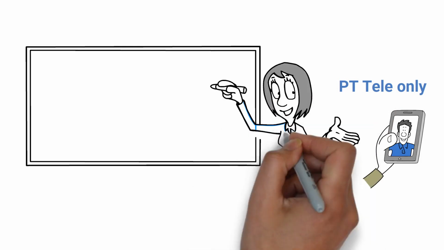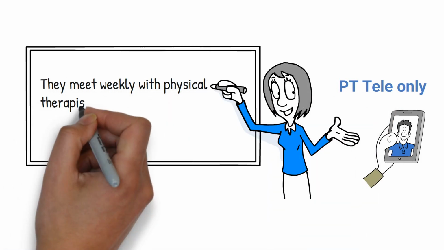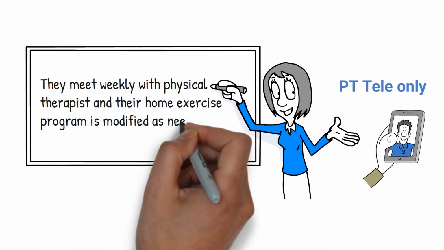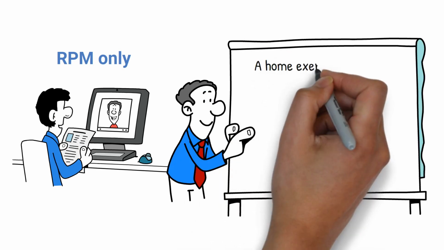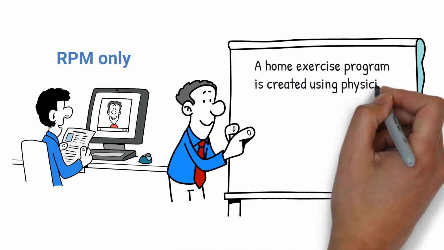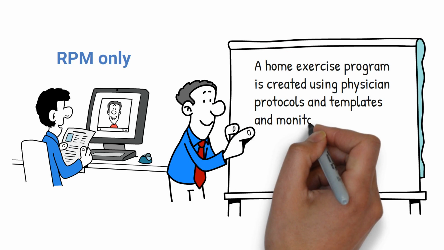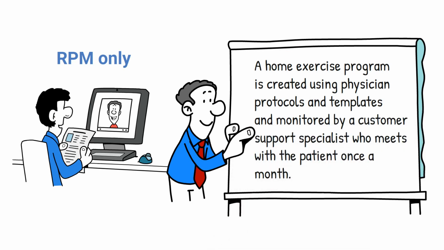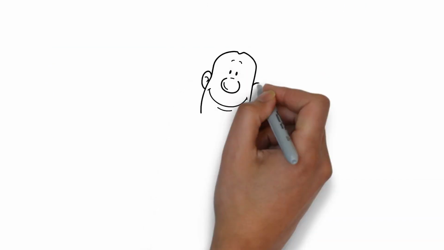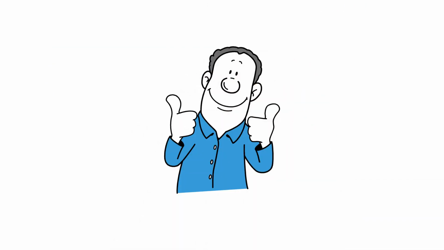If the patient is only receiving telehealth services, they meet weekly with a physical therapist, and their home exercise program is modified as needed. If the patient is only receiving remote patient monitoring services, then a home exercise program is created using physician protocols and templates and monitored by a customer support specialist who meets with the patient once a month. Once the patient reaches the end of the program, they are discharged from services.